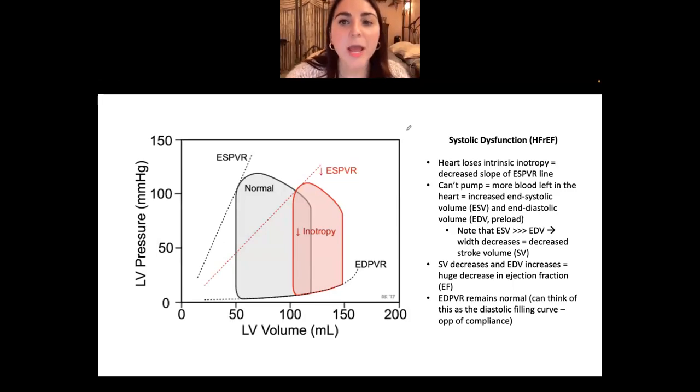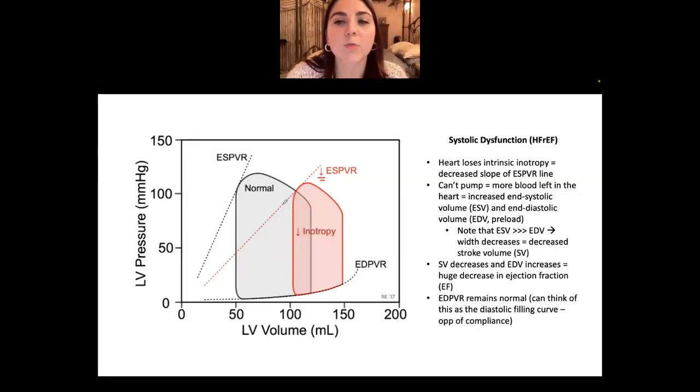So heart failure, if I have systolic dysfunction, so I have heart failure with reduced ejection fraction, the first thing that happens is your heart loses intrinsic inotropy. It can't pump out as much, okay? This is going to decrease the slope of your ESPVR line. So this line here, you can already see the slope has gone down. It's not as straight up, it's a little bit slanty.